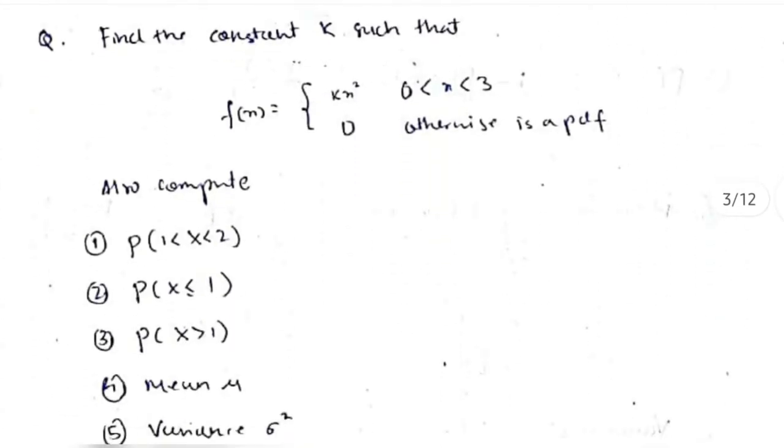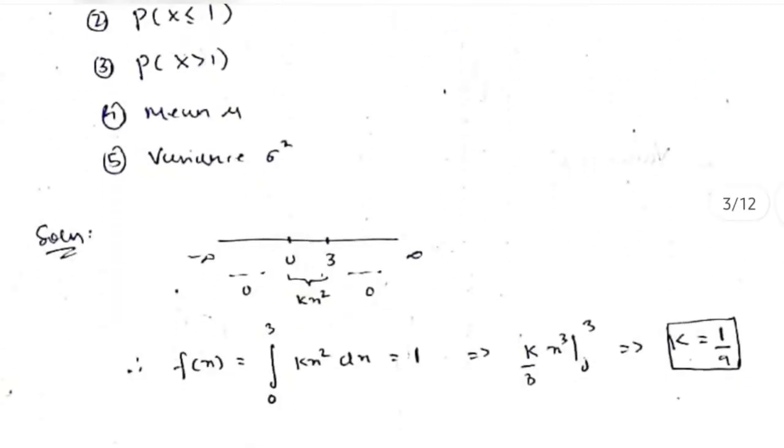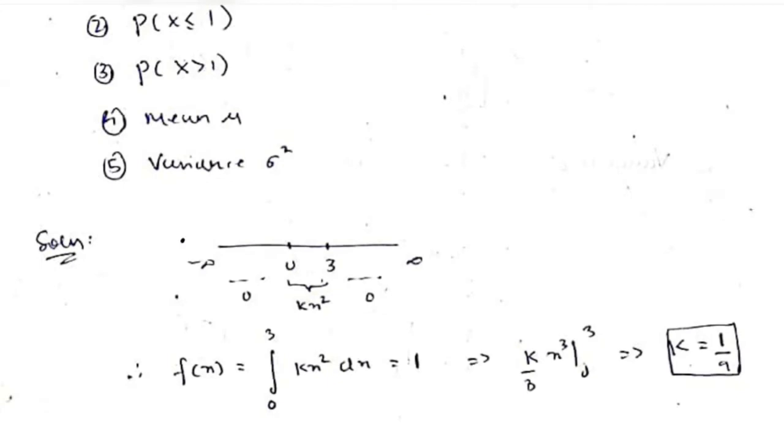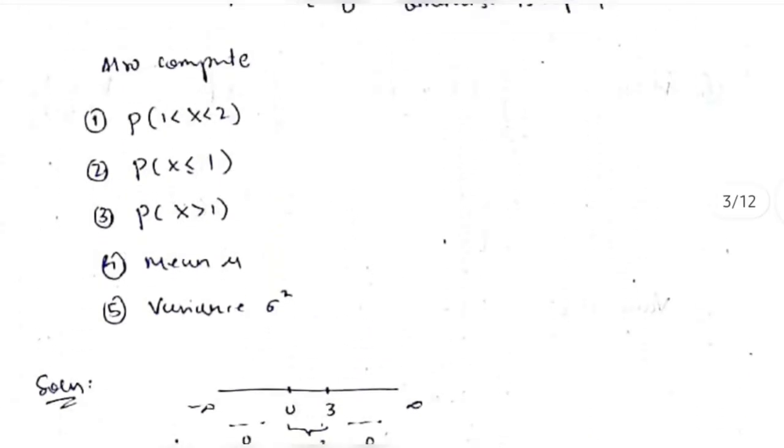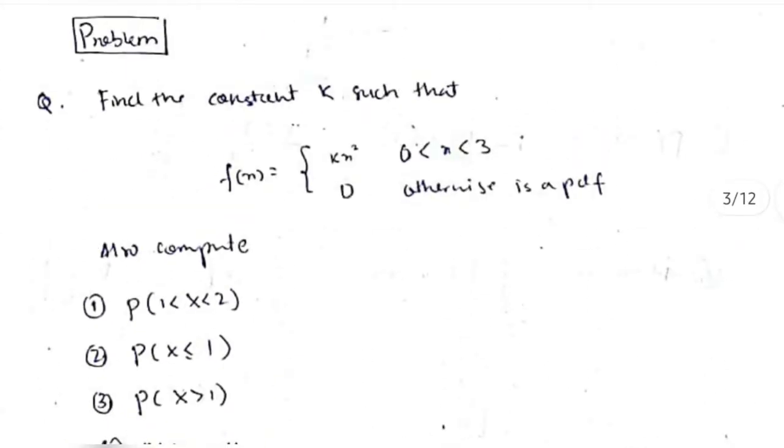Find out the constant k such that f of x is defined as two terms. When x is between 0 and 3, it is kx square, else it's 0. So the timeline will be as follows: from minus infinity to 0 it will be 0, and from 3 to infinity it will be 0. Only between this interval it will be kx square. What we have to find out is the probability of 1 less than x less than 2. But before that we have to find out k.